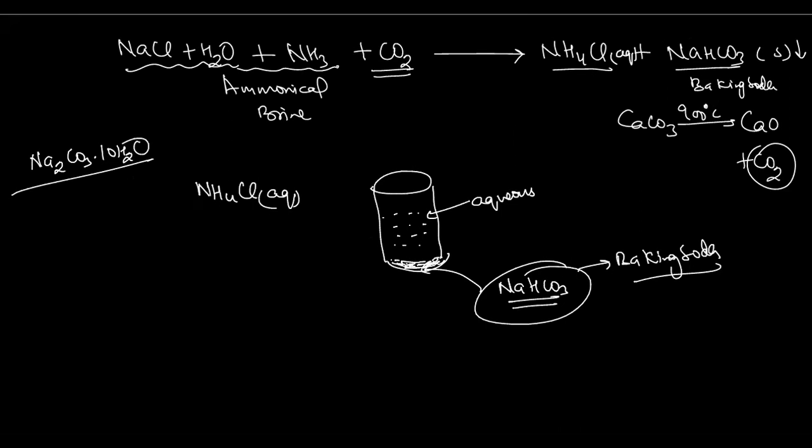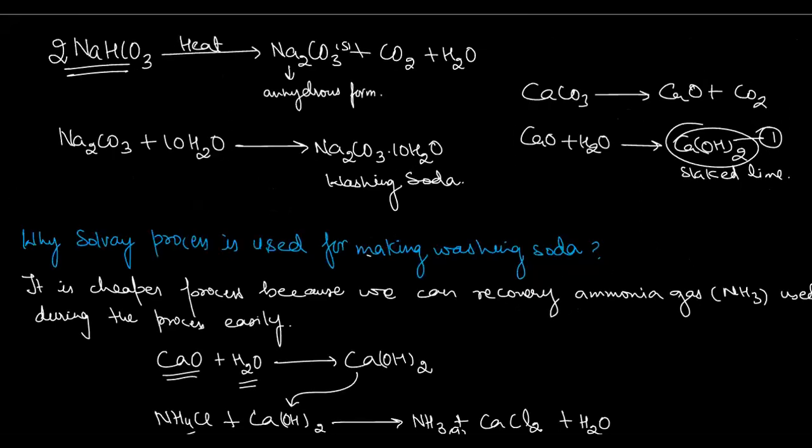Now moving toward this one. We have this sodium hydrogen carbonate that we obtained as a ppt. This is the baking soda. So when we heat this baking soda that we obtained in the ppt, when we heat it strongly, then it will give you sodium carbonate Na2CO3 plus carbon dioxide plus water.